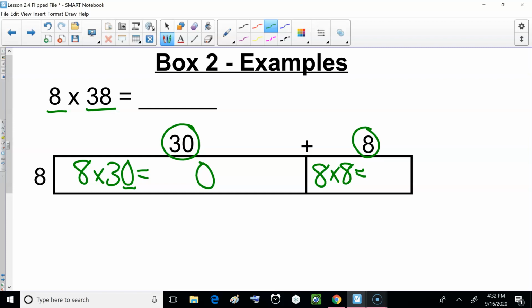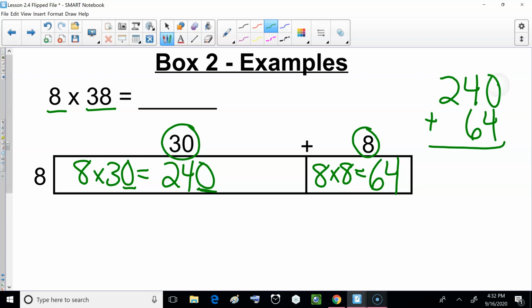Now 8 times 3 is 24. So 8 times 30 would be 240, because it's the tens place value, which means we would have nothing in the ones place value. In the ones place value, 8 times 8, one of our math facts, is 64. So now you have the two partial products. I'm going to add those together to get the full product. So 240 plus 64. Start with the ones: 0 plus 4 is 4. 4 plus 6 is 10, so I can put a 0 here and carry the 1. 1 plus 2 is 3. So 8 times 38 is 304. So you can pause the video again. Another good example to help us out.